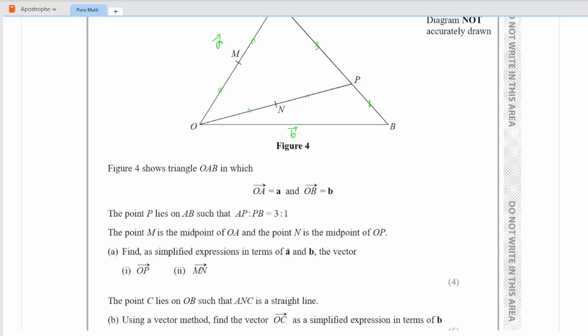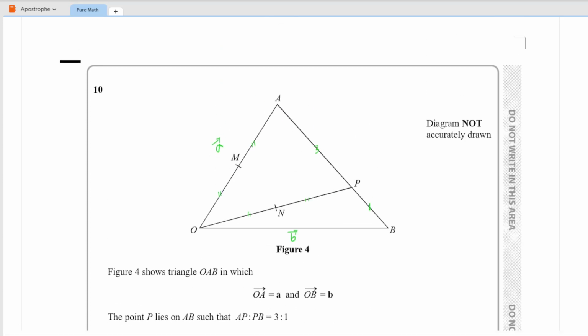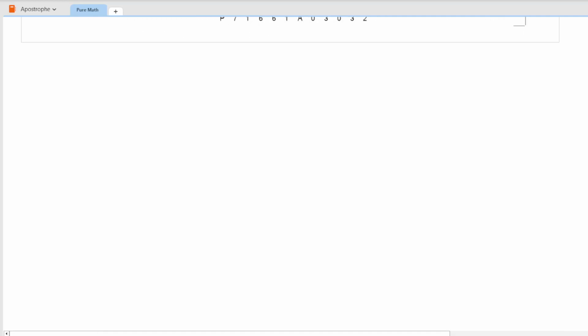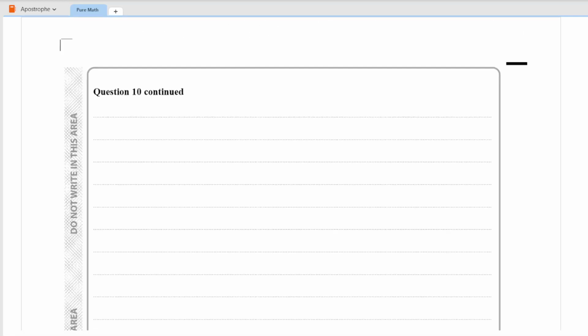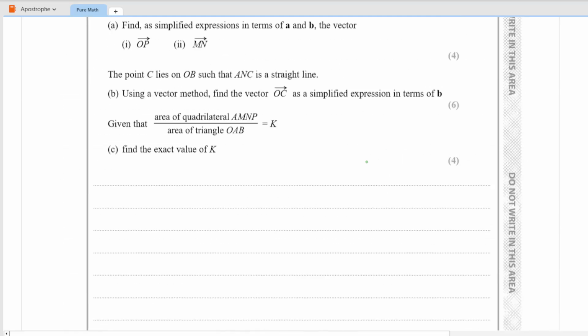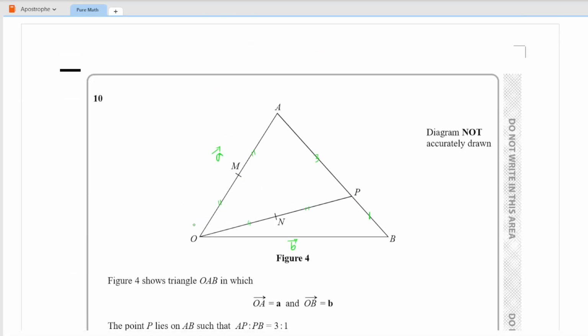Find OP and MN. Find OP and MN. Okay. OP. So OP is equals to OA plus AP.